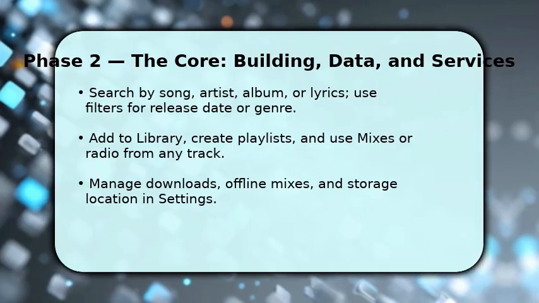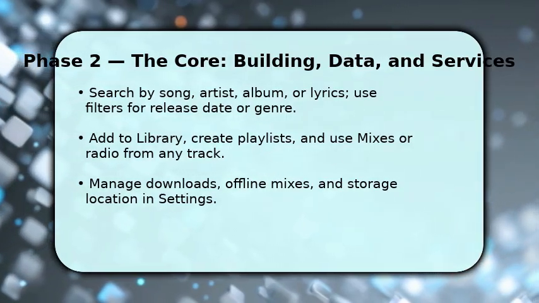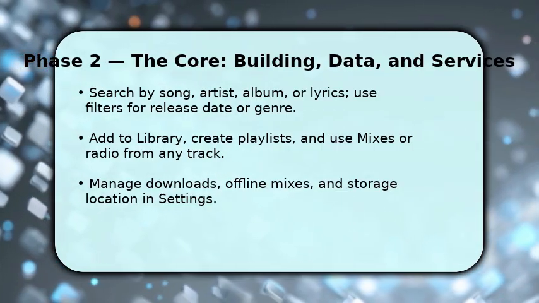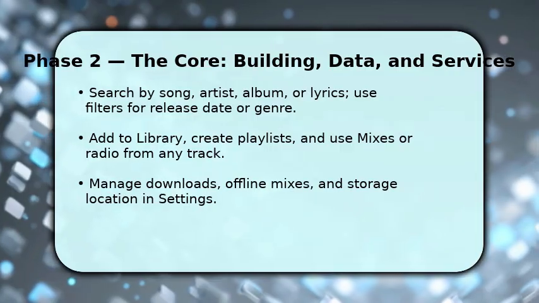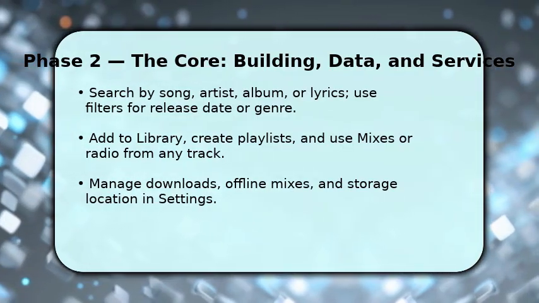When you locate a track, tap Add to Library or choose Create Playlist to organize songs, name and reorder them as needed. Once a playlist exists, enable download to keep it offline. Alternatively, start a radio or a mix from any track to discover similar songs.